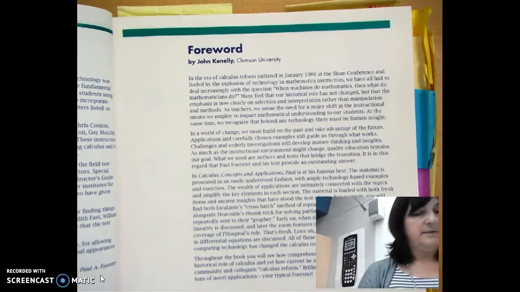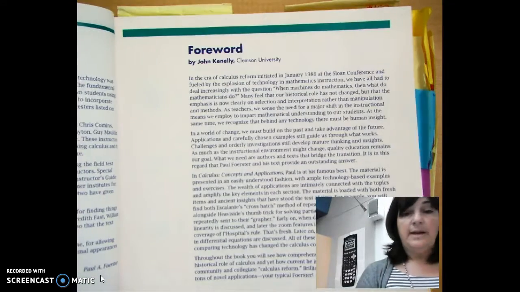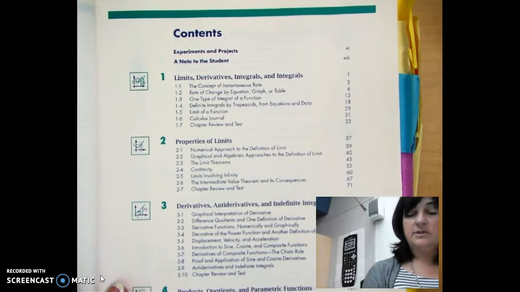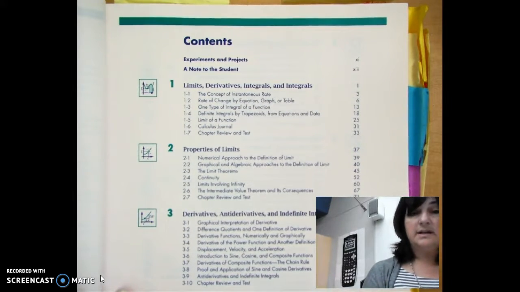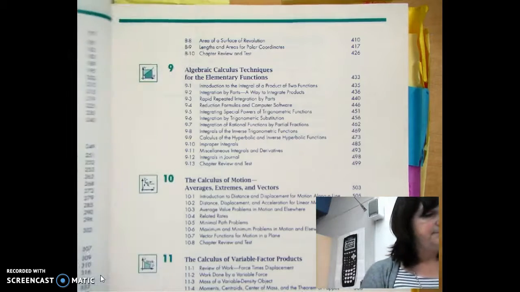So this is my calculus book that I used by Paul Forster. He's known for writing a little bit non-traditional type texts. He's got a lot of other supplementals that are really cool that go with this text, including explorations. Here's a table of contents.